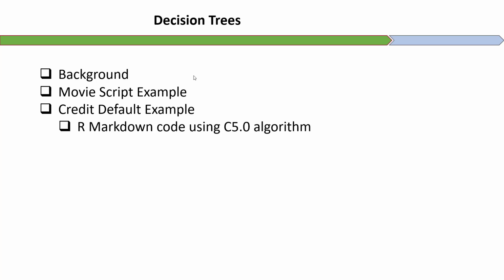In the credit default example, we will be trying to predict whether a customer is likely to default on his or her loan, and we would use decision trees to make that prediction. For the decision trees, we will implement one of the very popular decision tree algorithms called the C5.0 algorithm. And just like before, we will be implementing all this using our Markdown code.